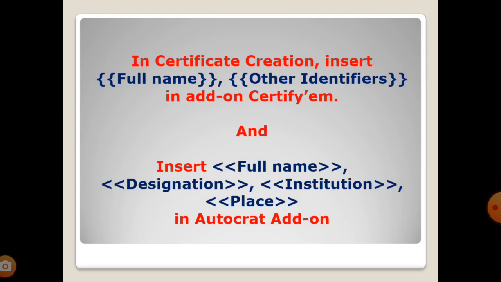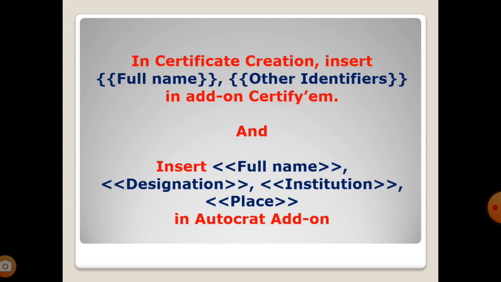Next, in the certificate, insert the full name. This is the left brace and right brace. In between these braces you have to mention the full name and other identifiers, in the Certify'em add-on only. So other identifiers means designation, institution, place. We can add these other identifiers only in the Certify'em add-on.